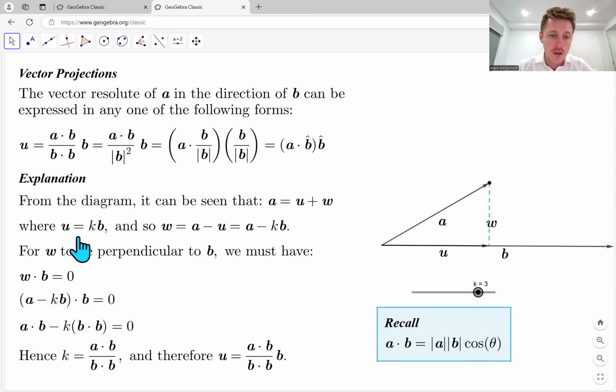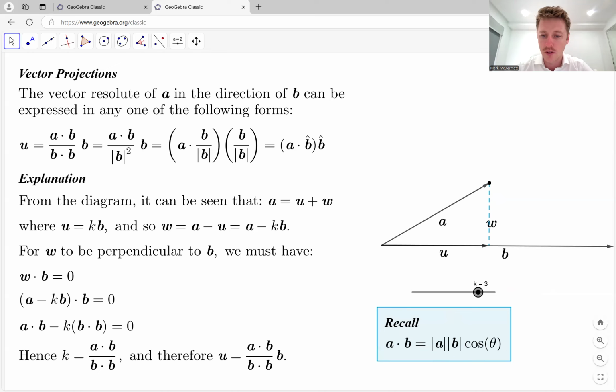And we know that U is just a multiple of B, right? So we can replace vector U with KB. So we get that W equals A minus KB. The other thing we can say is that for W to be perpendicular to B, we must have that the dot product between W and B is 0. So this vector W is perpendicular to B. Remember, when we take the dot product, if they're at right angles to one another, it goes to 0. And that should make sense if you recall what the dot product is.